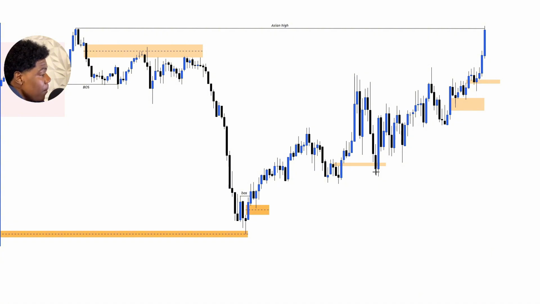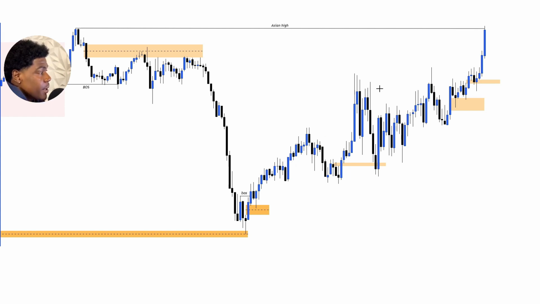Then on this pullback, what do we see once more? We see another fair value gap being used. So the fair value gaps are just like the magnet of the markets. Whenever price leaves a fair value gap, just like right here, price left a fair value gap, came right back into it to then push price higher.